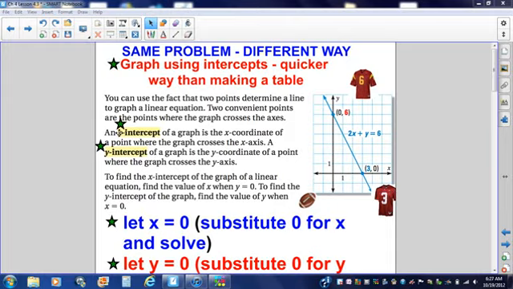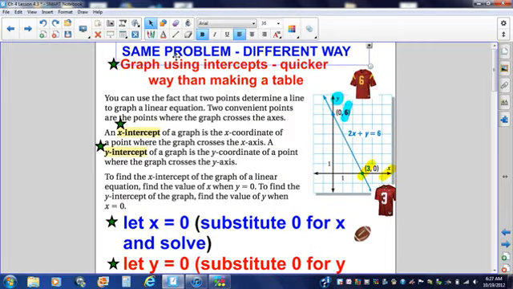So we said the x-intercept is where the line crosses the x-axis. In this case, the football's thrown. It is intercepted by x right here at 3. That would be our x-intercept. The y-intercept is where the line touches the y-axis. The football would be thrown. It would be intercepted right here by y at 6. Our y-intercept would be 6.